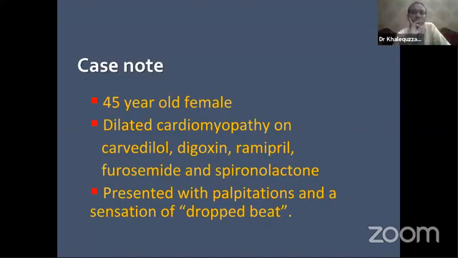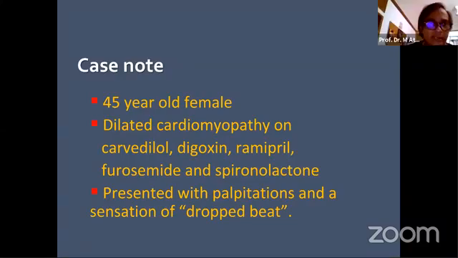45-year-old female, DCM, on carvedilol, digoxin, ramipril, furosemide, spironolactone, presented with palpitation and a sensation of dropped beat. Next, this is the ECG.